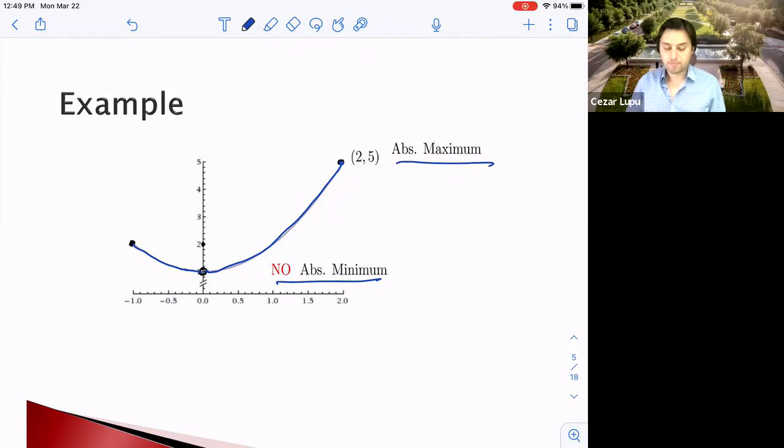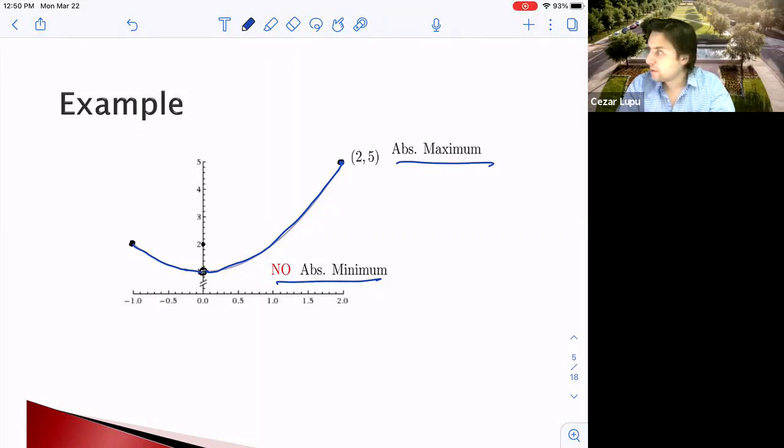Well, maybe you'll think, okay, so I've seen functions which have both absolute minimum and absolute maximum. I've seen the same function, which I just modified in such a way that it has an absolute maximum but no absolute minimum, but also the other way around, with an absolute minimum but no absolute maximum. So I have all the options here.